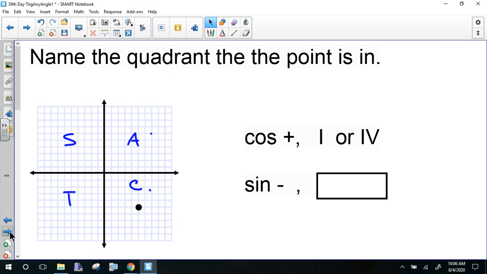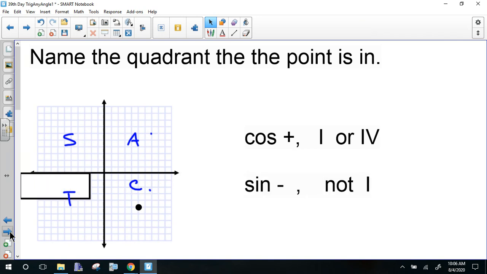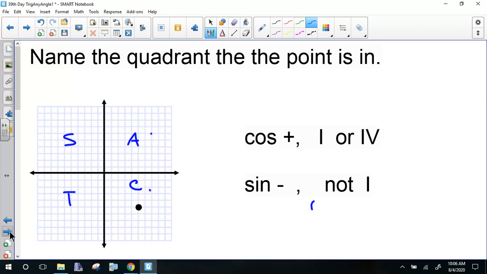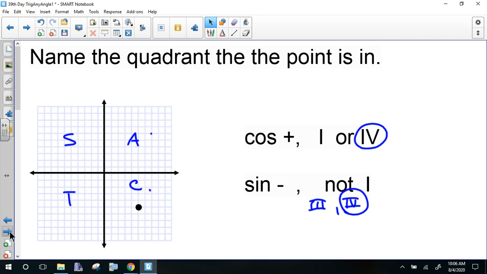Where is sine negative? Sine is negative. Well, it's not negative in 1. It should be negative in quadrant 4. Sine is negative in 3 and 4. So which one do you see in both? 4. So that point would have to be in quadrant 4.